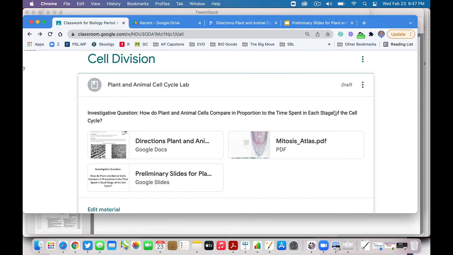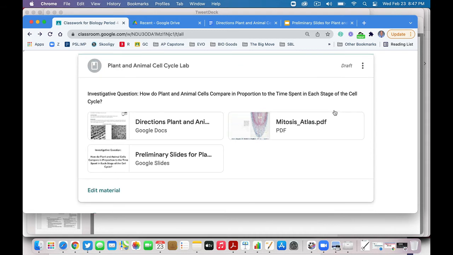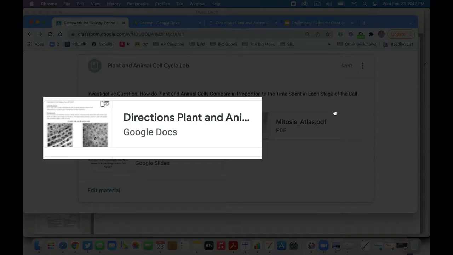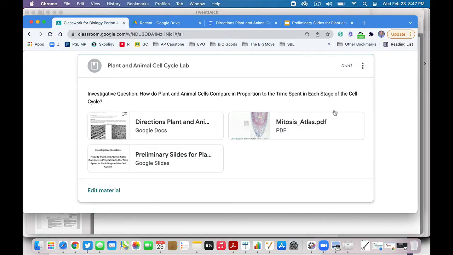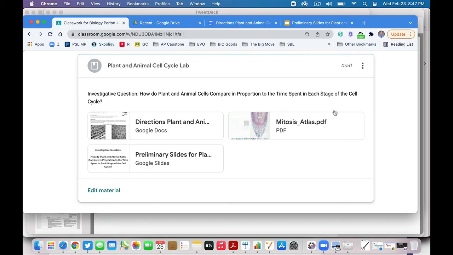So on Google Classroom, you're going to see a box called Plant and Animal Cell Cycle Lab, and there are 3 things that are available to you. Number 1, the directions. Number 2, over on the right-hand side, the Mitosis Atlas PDF. You don't have to download it. You should just be able to open it and use it that way.